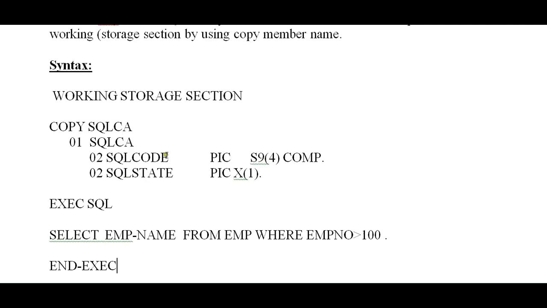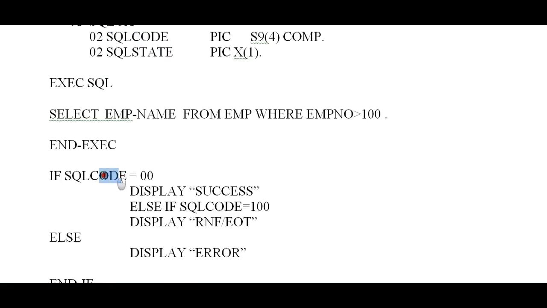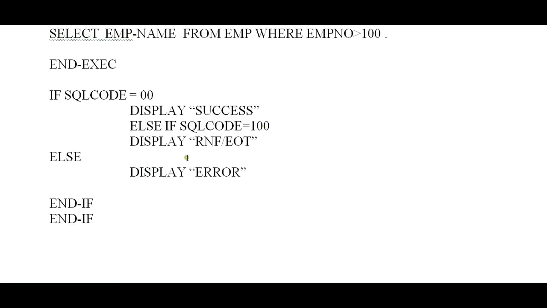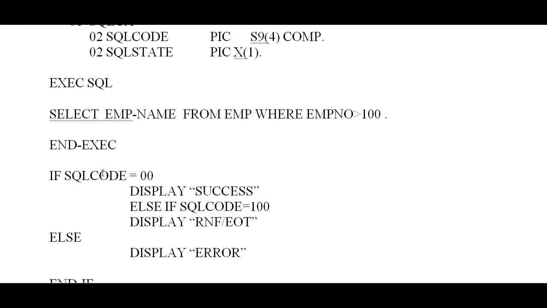Since we have declared the SQLCODE variable here, if that SQLCODE returns 00, I'm treating it as a successful transaction and displaying a success message. If it is returning 100, then the row may not be available, or it is the end of the table. For any other case, I'm displaying an error. Closing this END-EVALUATE, that's simple. This is the best way to begin, and the best practice you need to follow when you write a COBOL DB2 program.